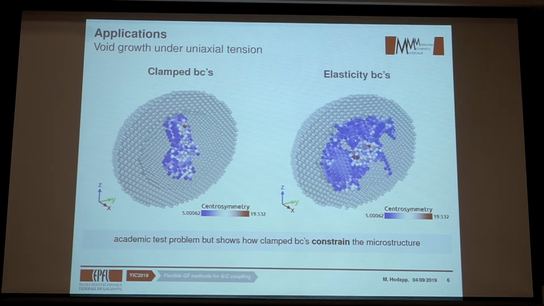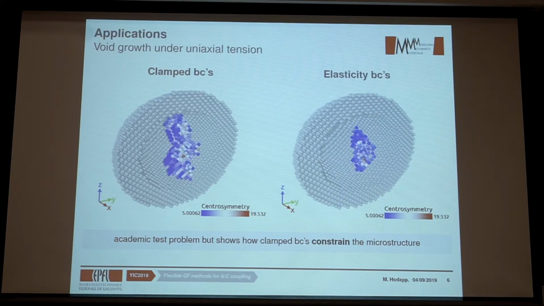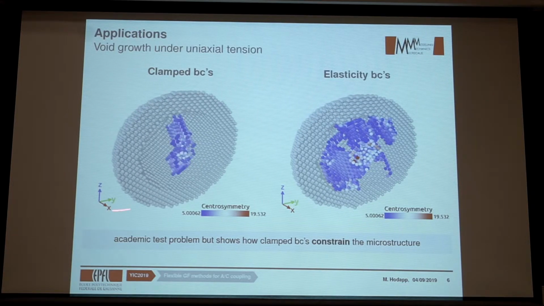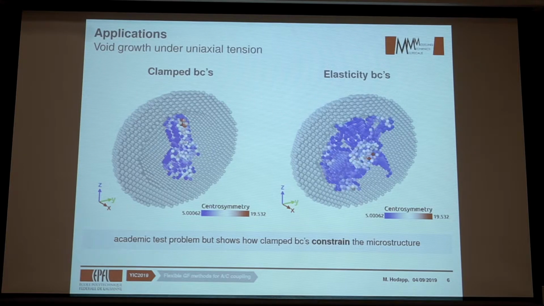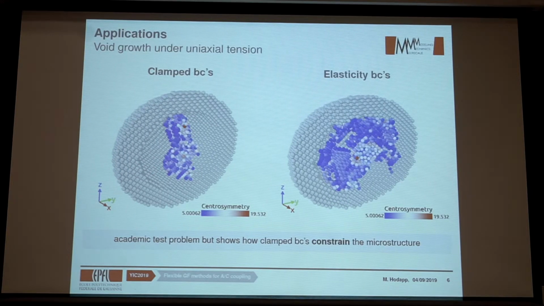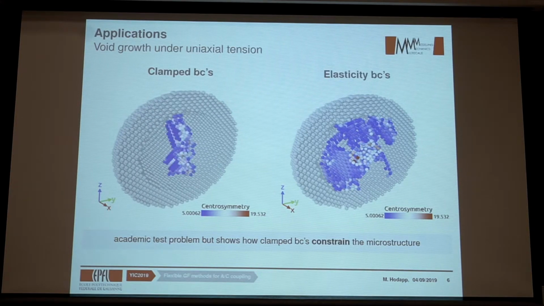So here you couple the atomistic region with elasticity boundary conditions using a boundary element method. And what you see here is a completely different microstructure. So if you don't take into account a large atomistic simulation, then you eventually get completely wrong results.